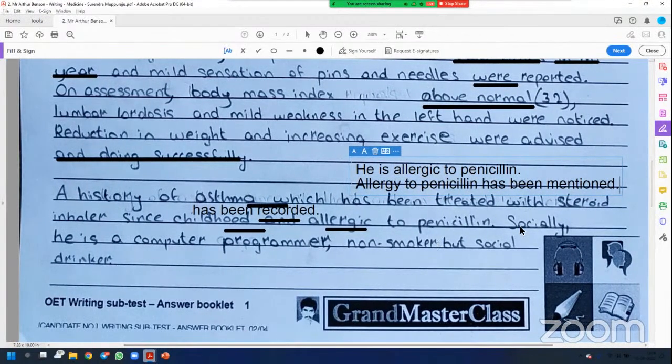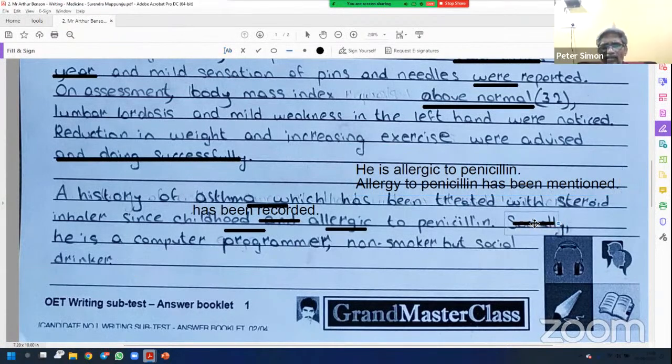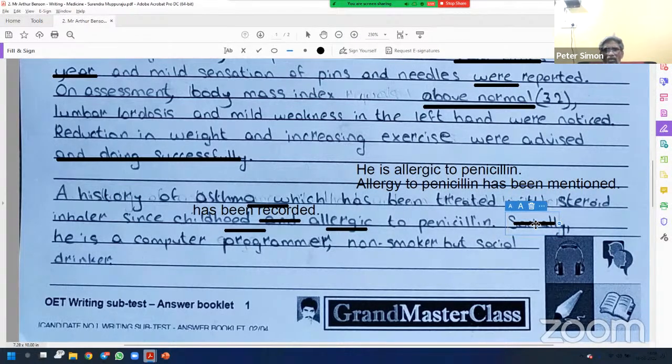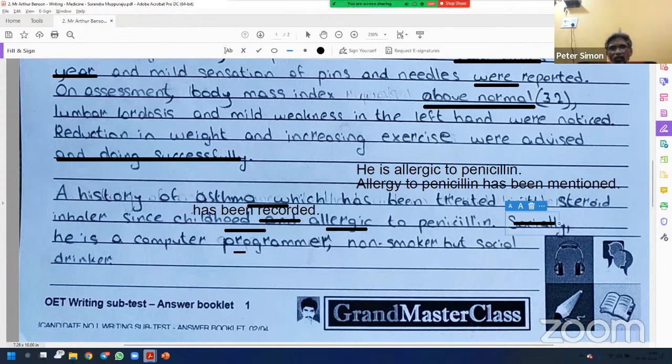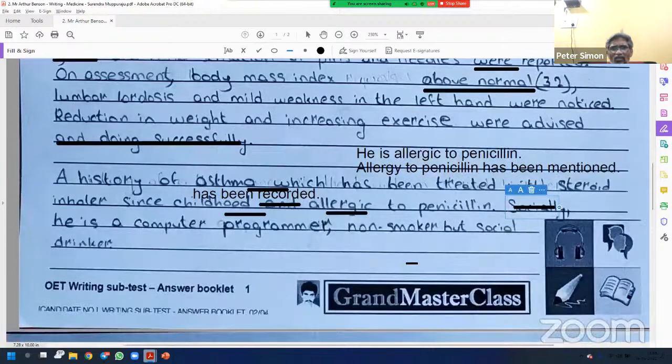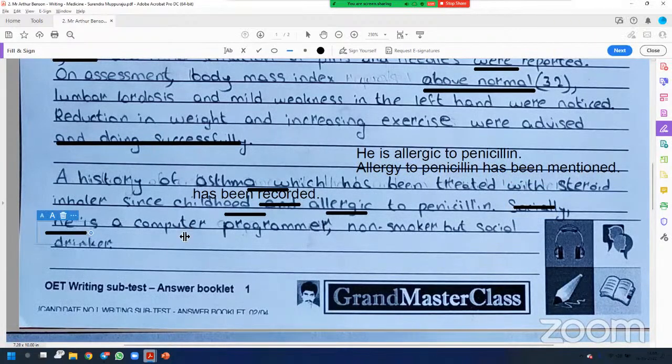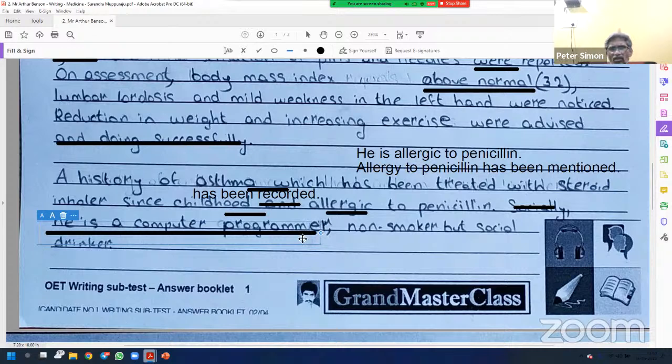Okay, next one. Socially, he's a computer programmer. Why do you want to use the word socially? What is it adding there? It's not a social thing, it's a personal thing. Non-smoker is a personal thing, drinking is a personal thing. Why are you writing socially? Fine, no problem. He's a computer programmer. Do we need that one? Actually, it's a neurological condition, so he works very hard. So it is related to the eye, right? Okay, fine.